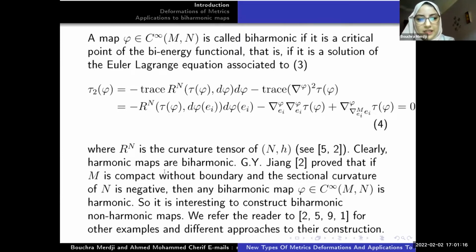So clearly, harmonic maps are biharmonic. Then G.Y. Jiang proved that if M is compact without boundary and the sectional curvature of N is nonpositive, then any biharmonic map is harmonic. So it is interesting to construct biharmonic non-harmonic maps, and we refer the reader to these references for other examples and different approaches to their construction.